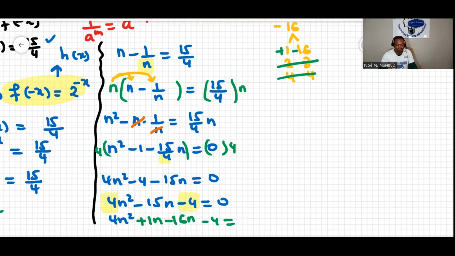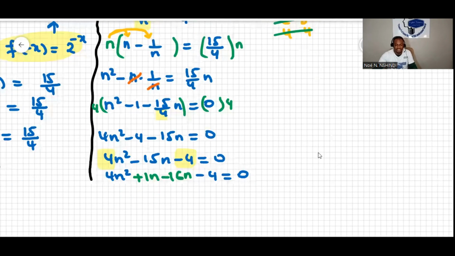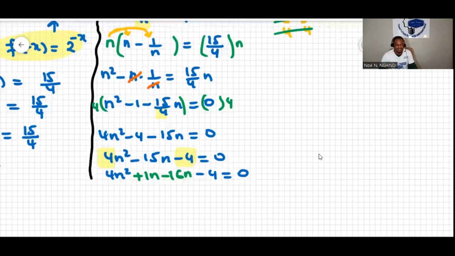If you're unsure how to do this, I did plenty of these problems when we were doing algebra. We have like 100 questions on this, on how to factorize. You can check the playlist, algebra, you will see many questions solved there on factorization.